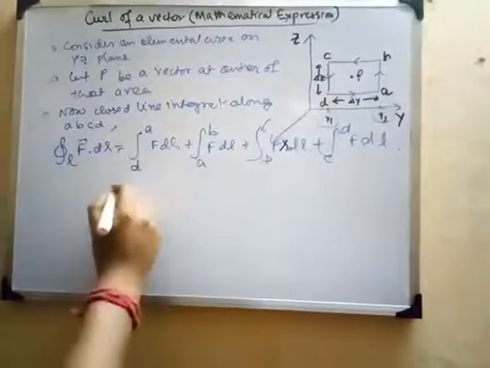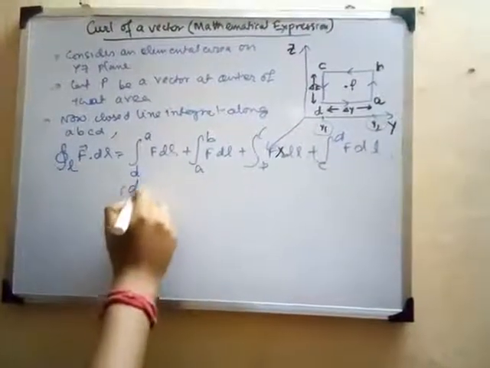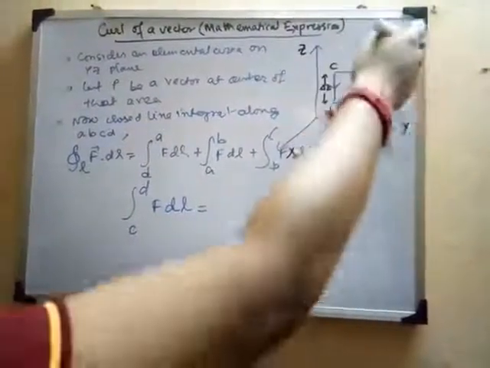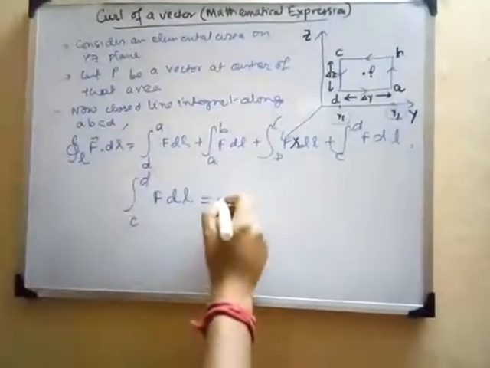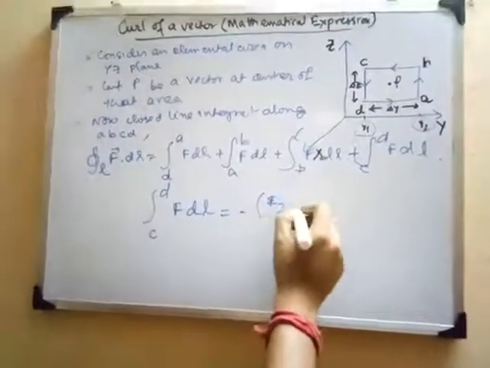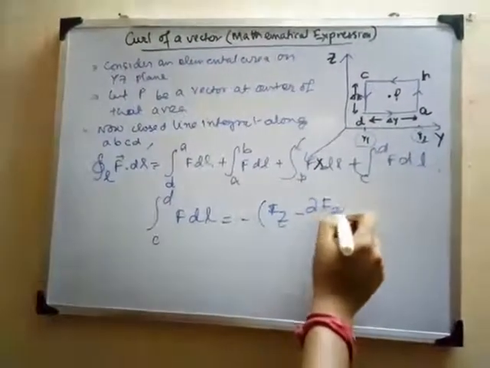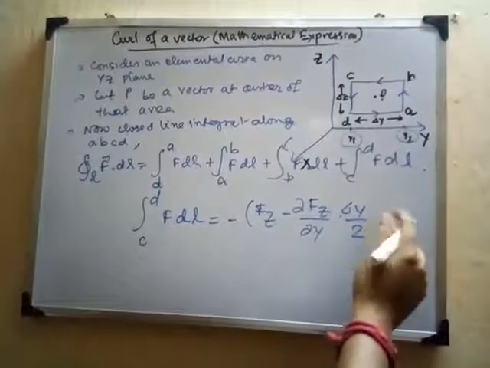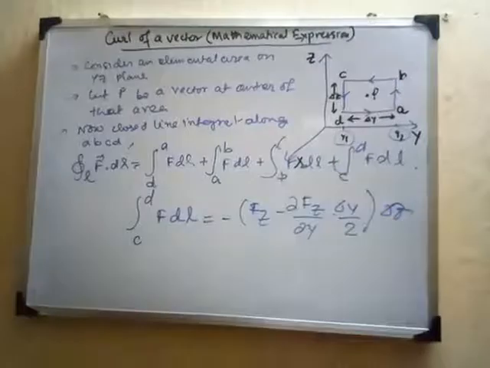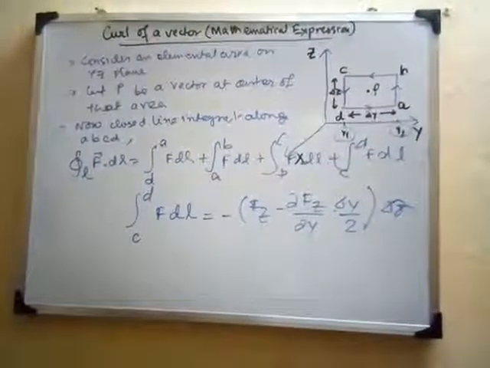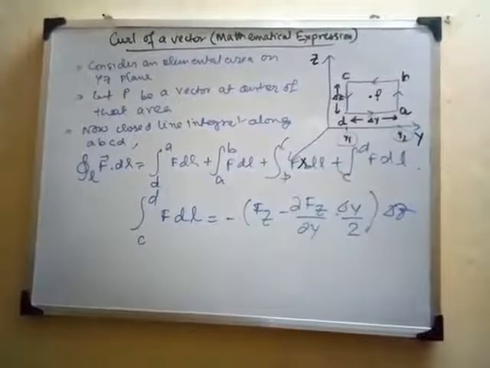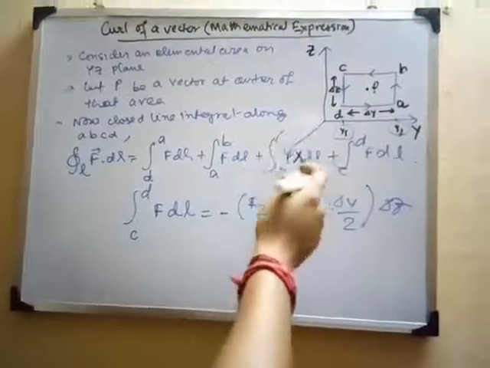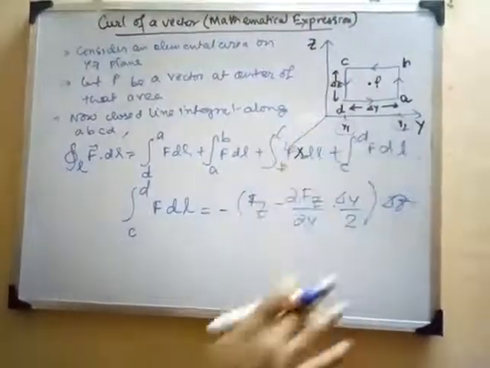So the last expression will be from c to d, the integral of f·dl, which equals, again minus, because it is in the reverse direction from a to b. So we will write f·dl equal to minus of f_z minus del f_z over del y by 2, times del z. So these equations we have got. Four equations, for d to a, a to b, b to c, and c to d, four expressions we have obtained.